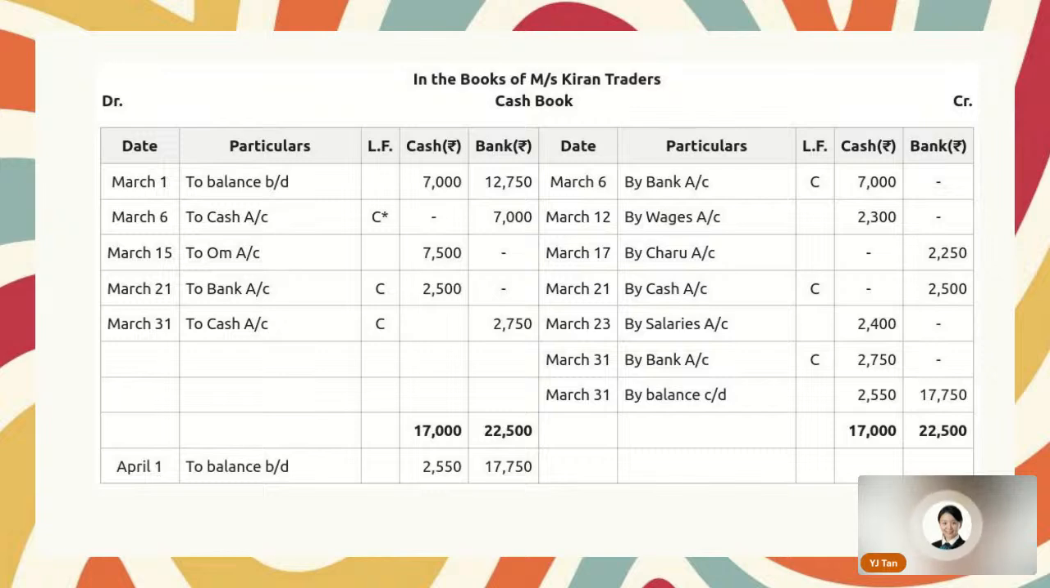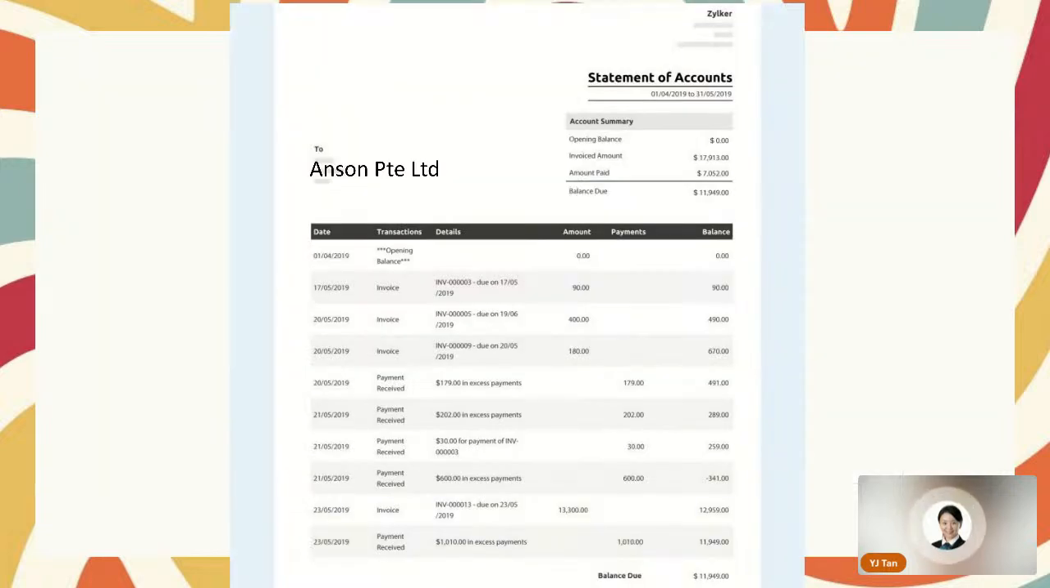So in this case, Kiran Traders on 1st of April, let's say, receives a bank statement. The balance of the bank statement should be 17,750. If not, something is not right. Something happened. Okay. Anyway, so this is another document that I hope to share with you.